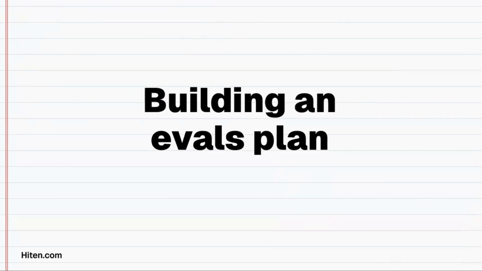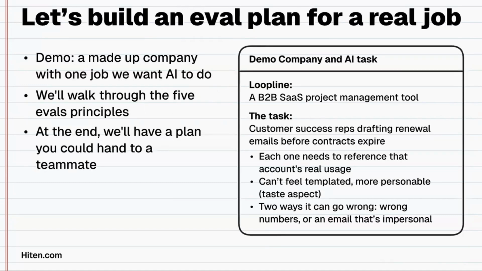This section's all about building the evals plan, and we're going to talk about it from the perspective of a very specific example. The idea here is that we made up a company and made up the one job we want AI to do. That's how we set up this example for you, but this can apply to any job that you want done. I wanted to go through those 5 principles in practice so you see an example of how to use them. At the end, you'll have a plan that you could hand off to a teammate so they can see it too.